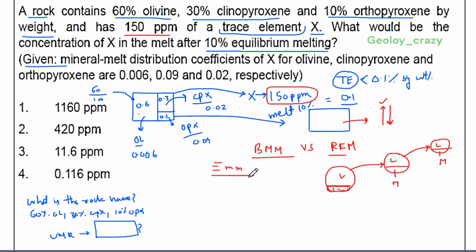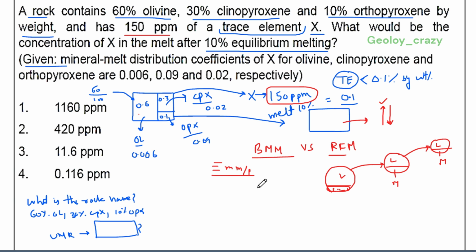Equilibrium melting is the process. This means we have a rock and we are partially melting it, up to 10%, 20%, 30%, but we are not separating the magma from the rock. In nature, due to differentiation, if we have a small container of magma, differentiation will take place. But we are putting a condition like 10% equilibrium melting, where we have no differentiation.